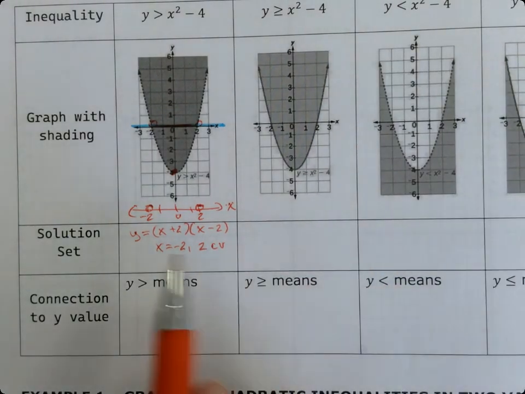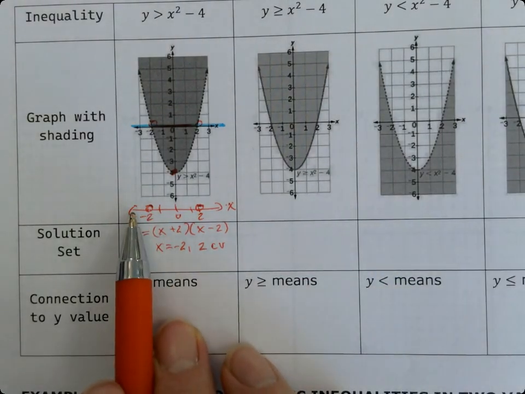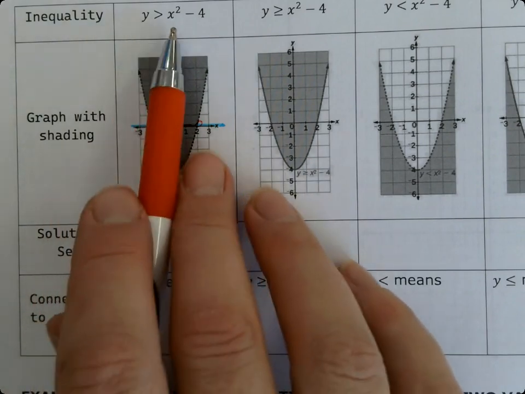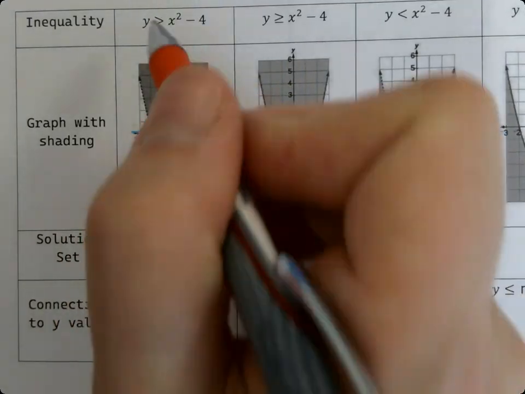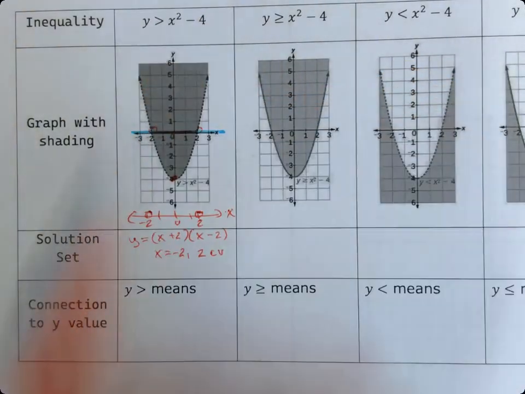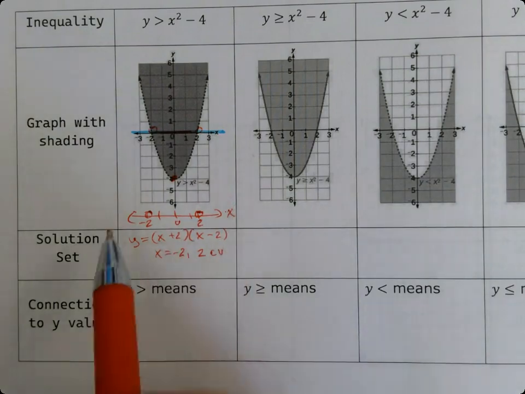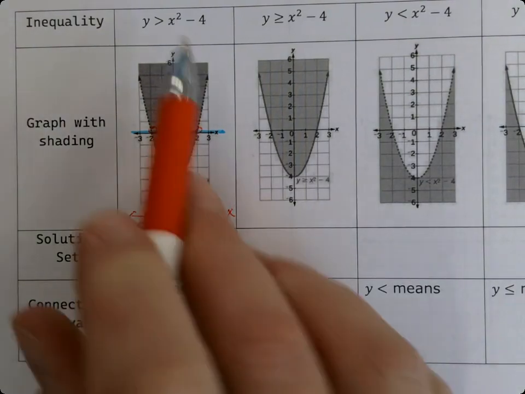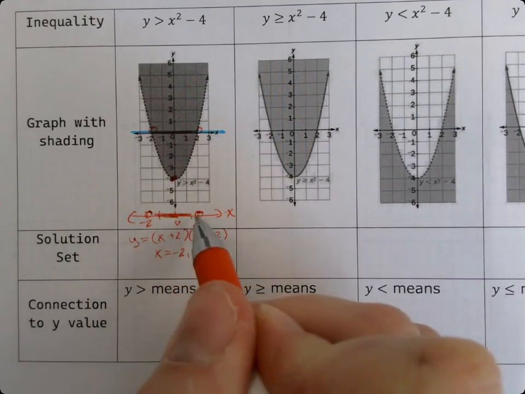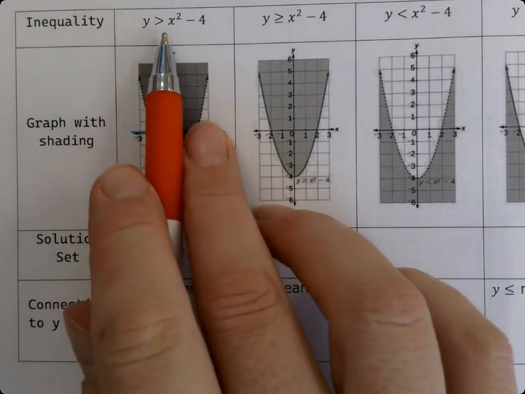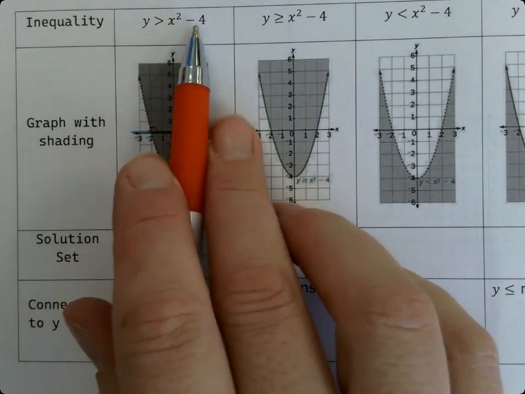We tested them. We tested something below negative 2, and we saw if it worked. So if I put negative 3 in here, negative 3 squared is 9. So we're asking if 0 is greater than 5. And that's not true, so we wouldn't shade down here. We would put 0 in here. Is 0 greater than negative 4? Yes. So we would shade in here. And then we put 3 in here. Is 0 greater than 5?